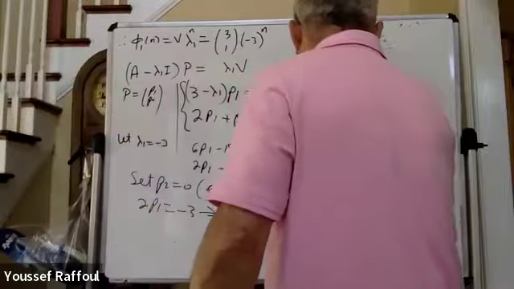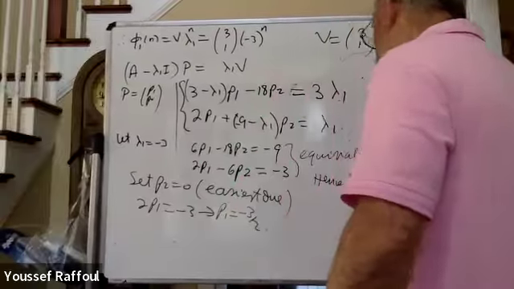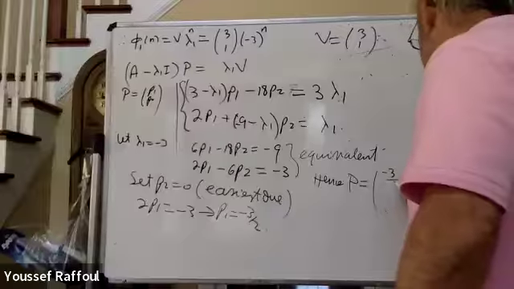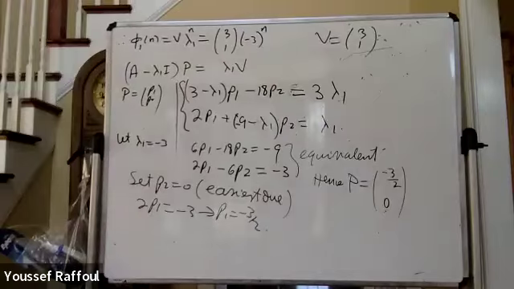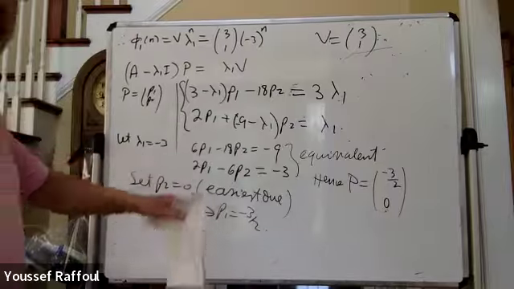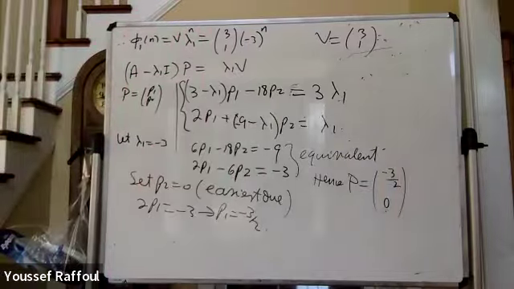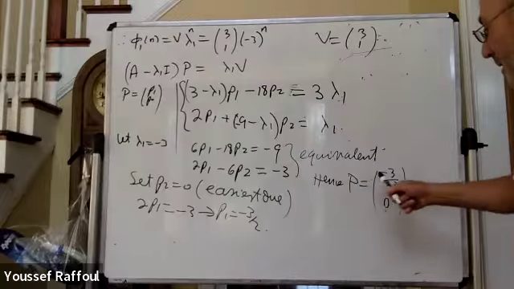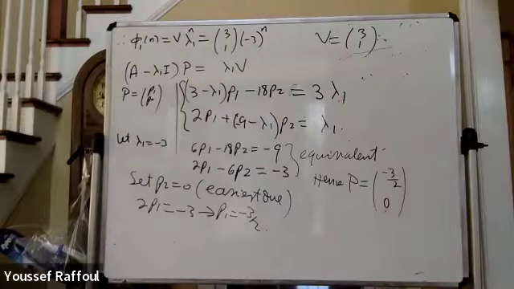Hence, the P equal to -3.5, 0. So we got it. Okay? Now, you don't need to take P2 to be 0, take it 1. But you're going to have more terms. Remember, you are looking for a non-zero vector. That is a non-zero vector, even though it has one component 0. A zero vector means every component is 0.